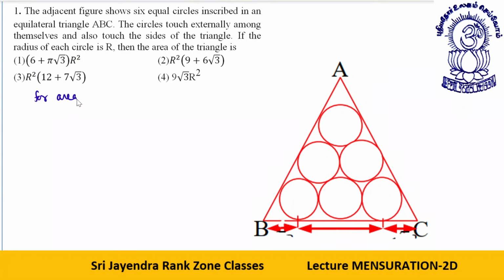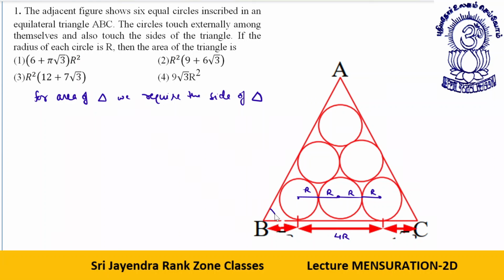for area of triangle, we require the side of triangle. Okay, now what is the side of the triangle? Let's start with this. This is the center, this will be r. This will be r, this will be r. This is the center, this will be r. This will again be r. So what do we have? We have 4r. Okay, this much portion is 4r.